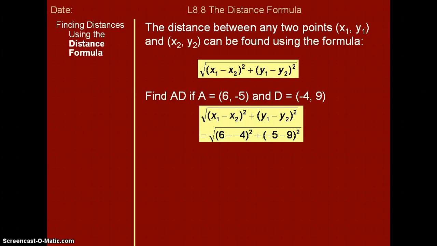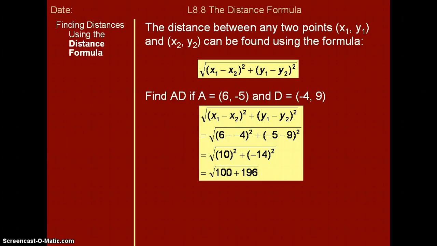All right, we know why everything went where it went. Let's go ahead and calculate. Start in parentheses, of course. 6 minus negative 4 is 10. Negative 5 minus 9 gives us a negative 14. If you're not sure why that happened, go ahead, press pause, ask a neighbor, or write a question mark to talk about next class.